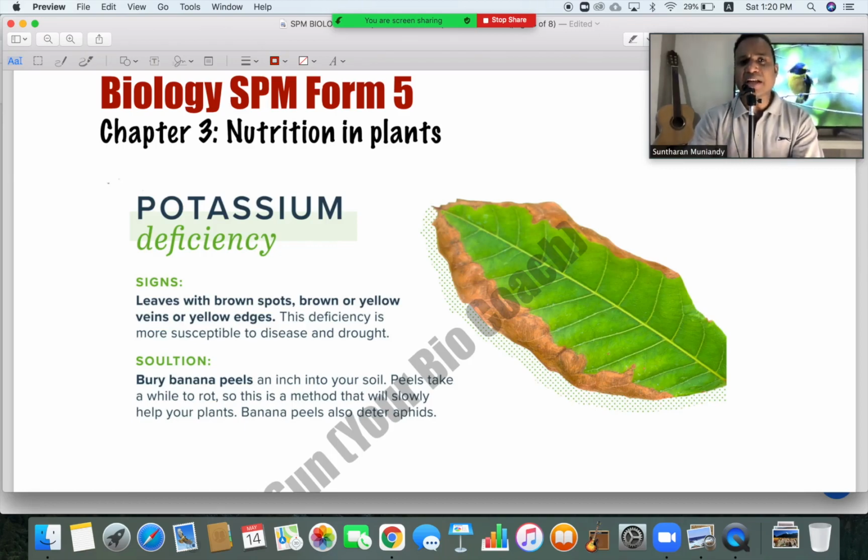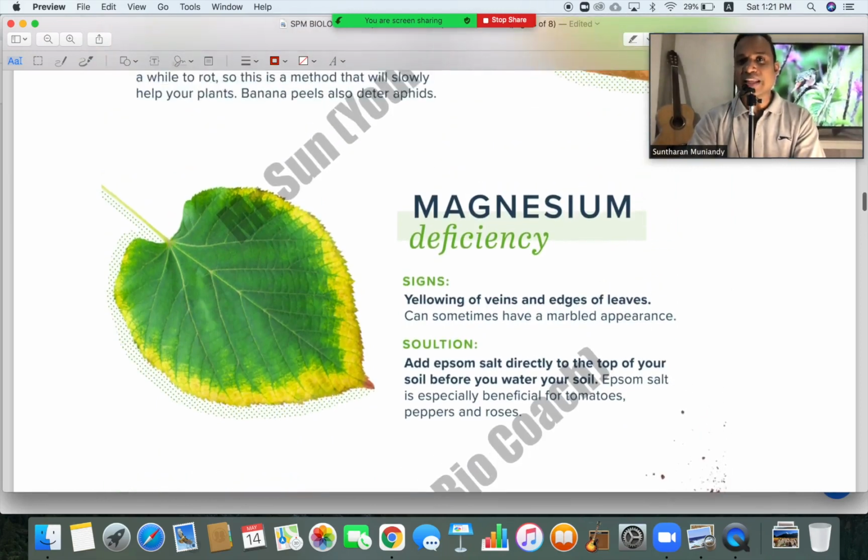When you look at potassium, it causes the edges of the leaf to turn brown or yellow, and the veins will also appear yellow. Potassium is a very important element which is needed for the opening and closing of stomata. If potassium is not enough, the plant will start to die as well, because they won't be able to open and close their stomata, and that will lead to the plant losing carbon dioxide gas, and they won't be able to carry out the photosynthesis process. So that is potassium. Now let's look at the next one, magnesium.